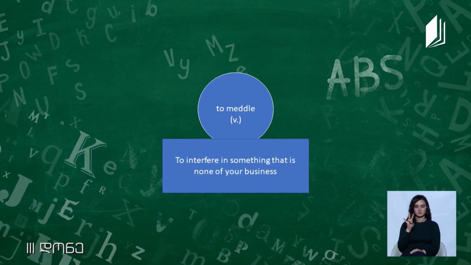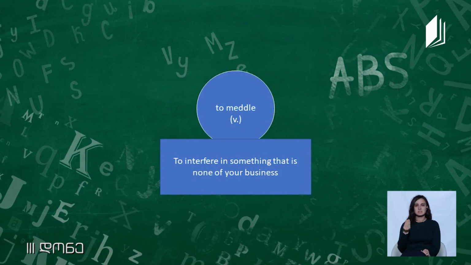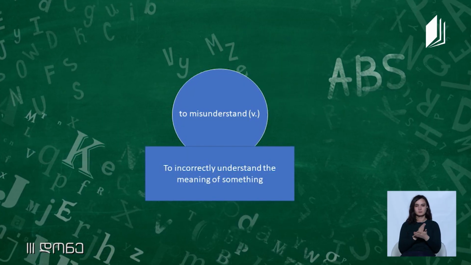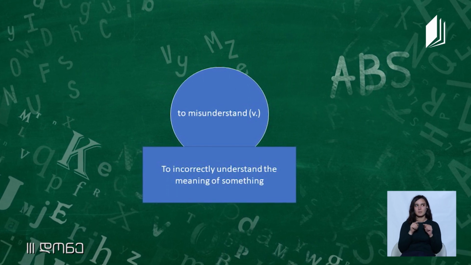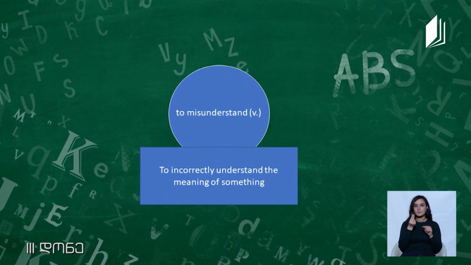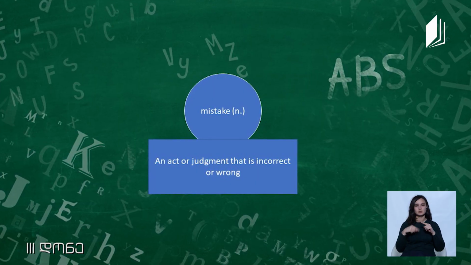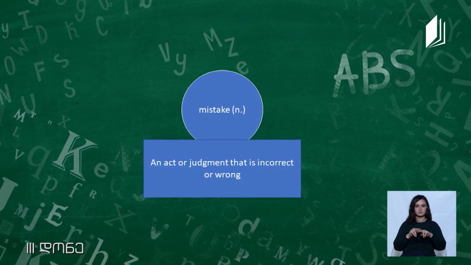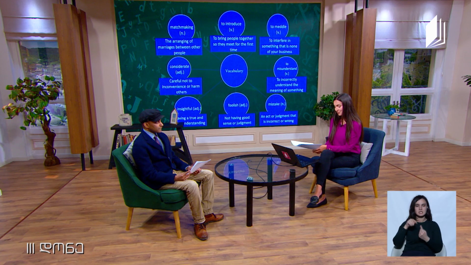Our next word is to meddle. And to meddle means to interfere or get involved in something that is none of your business. Our next verb is to misunderstand. This is to incorrectly interpret or incorrectly understand the meaning of something. And if you misunderstand something, you will probably make a mistake, our next word, because a mistake is an act or judgment that is incorrect or wrong.